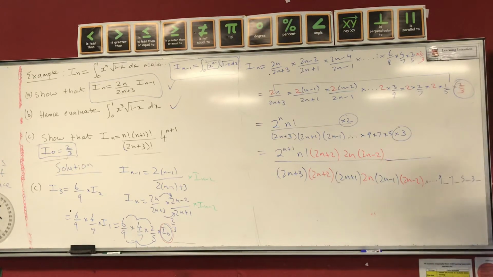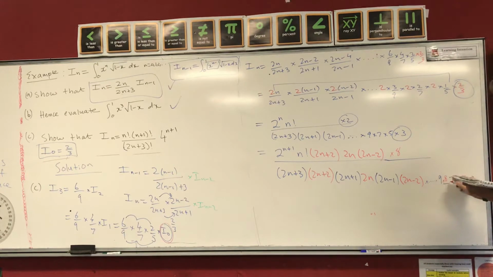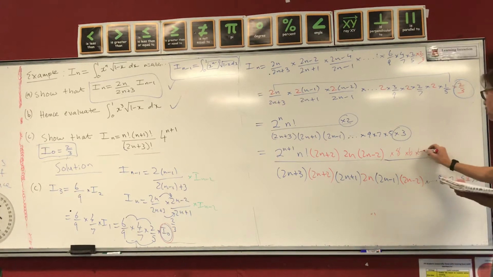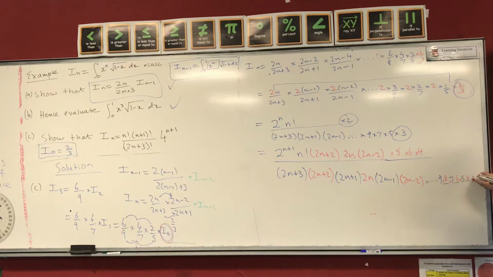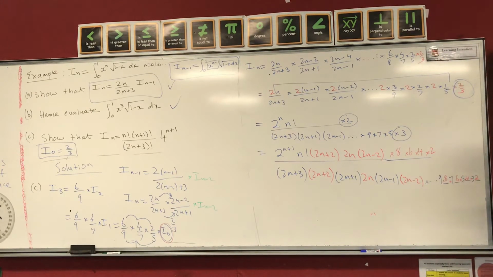Because I want factorial, so I'm going to put an 8 here. But that means I'm going to put a times 8 there. These are all multiplied. Then I'm going to put a 6 here, times, then a 4 here, and a 4 here, times, times, and then a 2 here, times, and then a 2 here. Now what I've done then is I've created a factorial on the bottom.